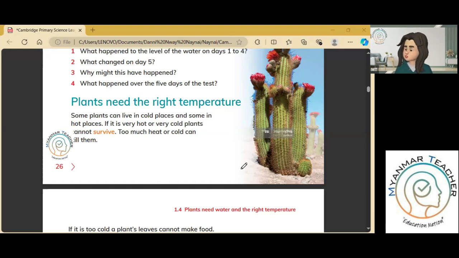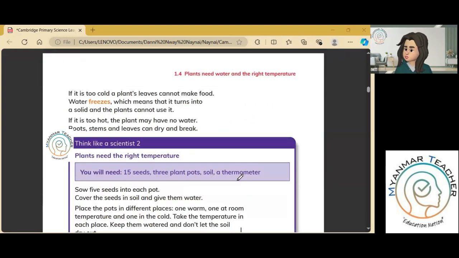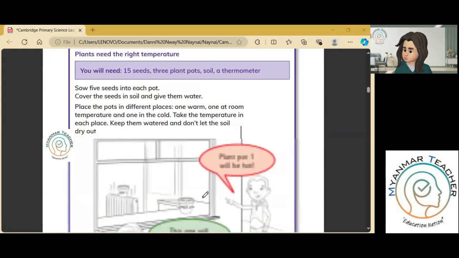Too much heat or cold can kill them. If it's too cold, a plant cannot make food. Water freezes, which turns it into a solid, and plants can't use it. If it's too hot, the plant may have no water. Roots, stems, and leaves can dry and break.